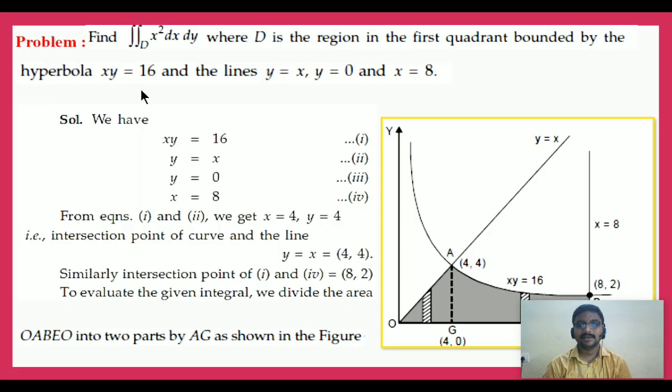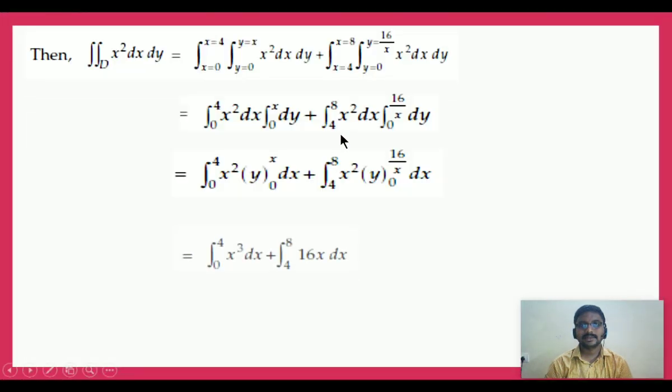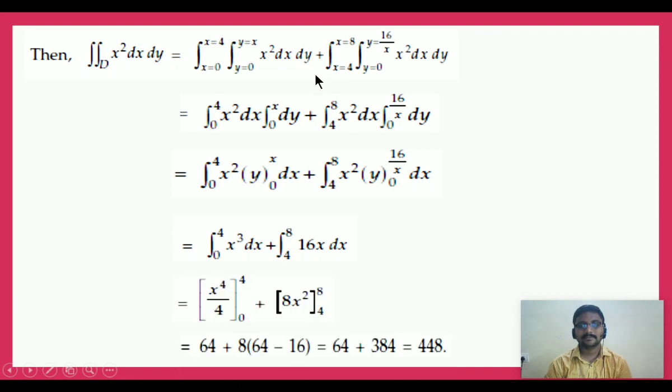Don't forget, here the two strips are drawn. The total region is divided into two parts with respect to the line x equal to 4. We have to consider two strips. Just divide the double integral as two double integrals.